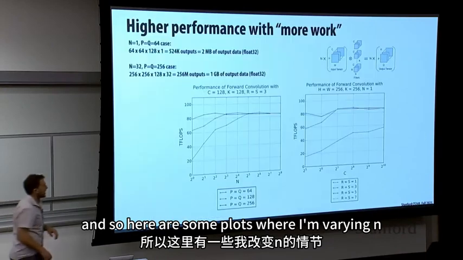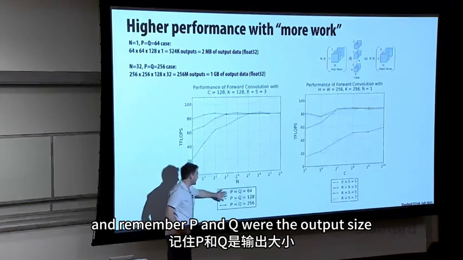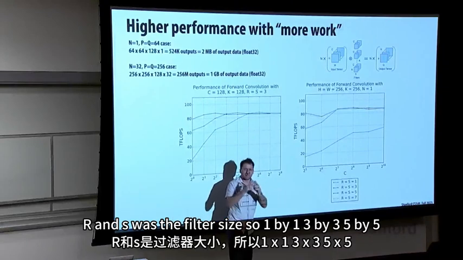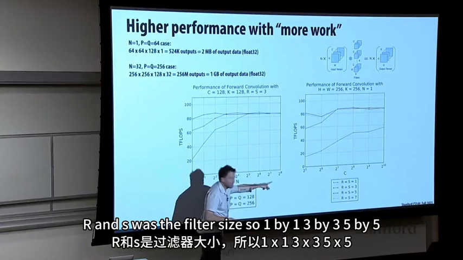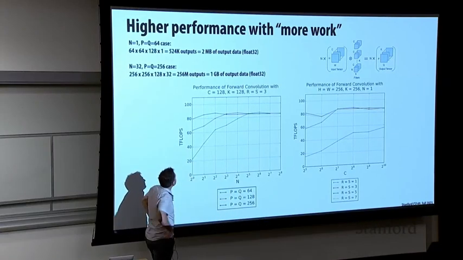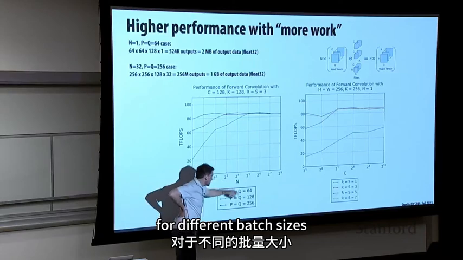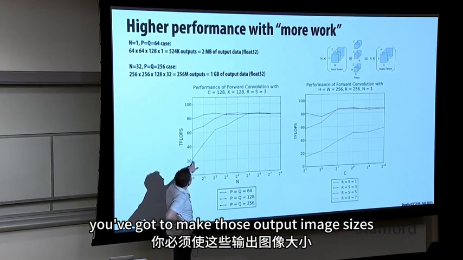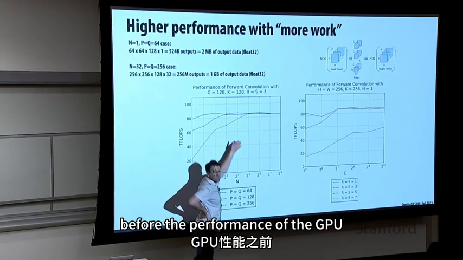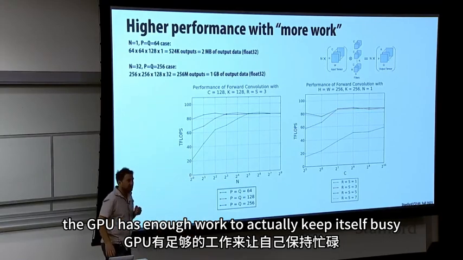And so here are some plots where I'm varying n. And remember, P and Q were the output size. R and S was the filter size. So 1 by 1, 3 by 3, 5 by 5. And just notice that for different batch sizes, you've got to make those output image sizes somewhat large before the GPU has enough work to actually keep itself busy.